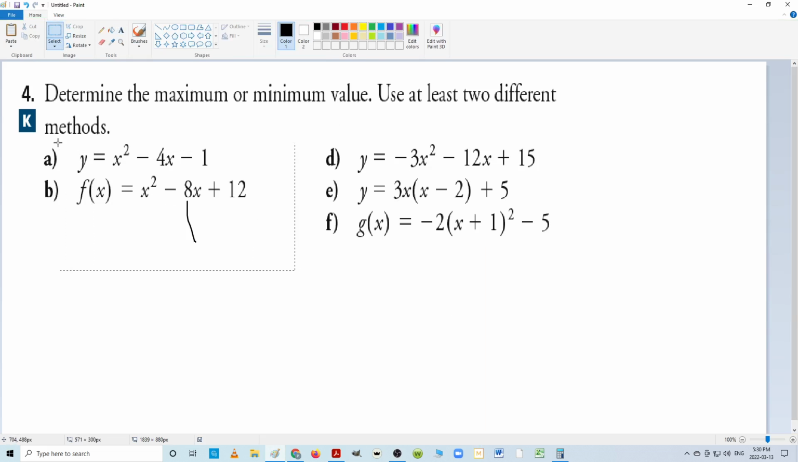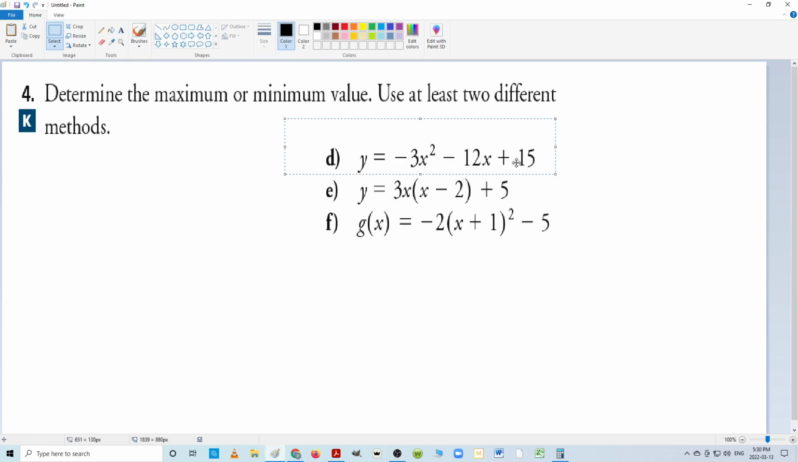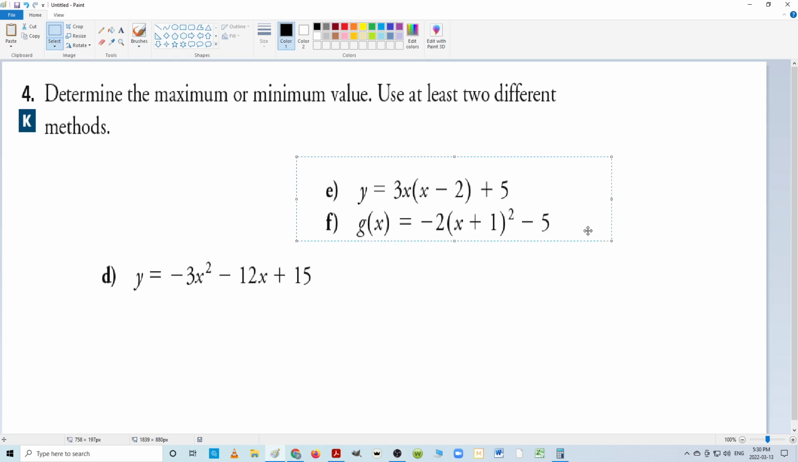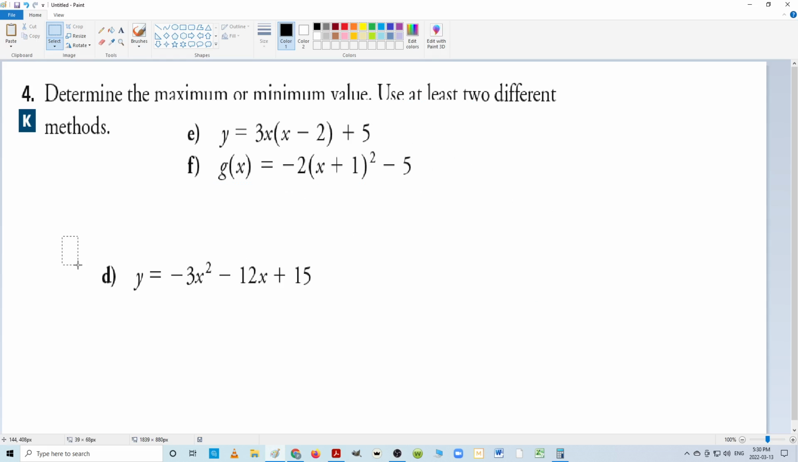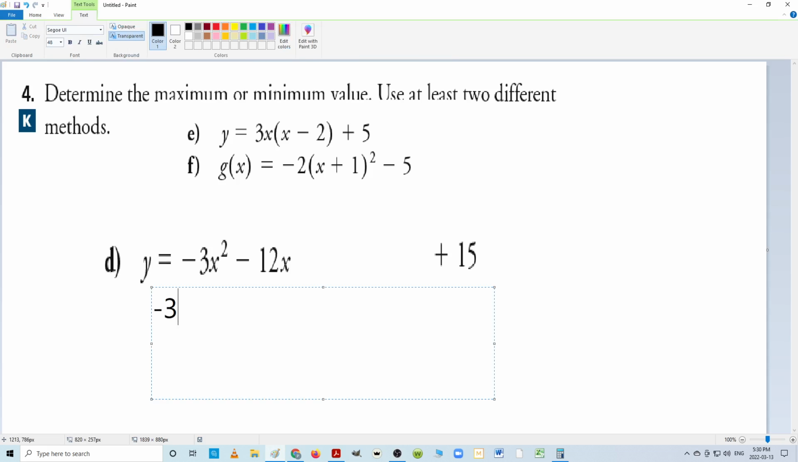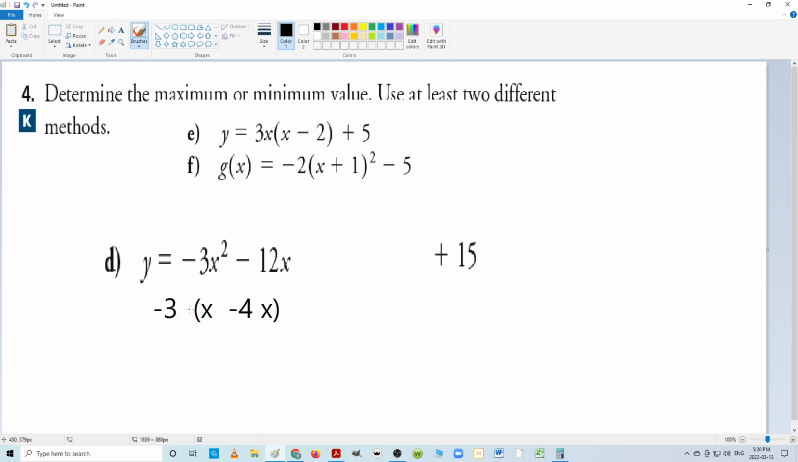And I'm just going to finish D, put it on pause, I just have to do something. So this is facing down, so it's going to be a max. Put the 15 aside, like that. We're going to factor out the minus 3. And you get x squared minus 12x. No, sorry, minus 4x.